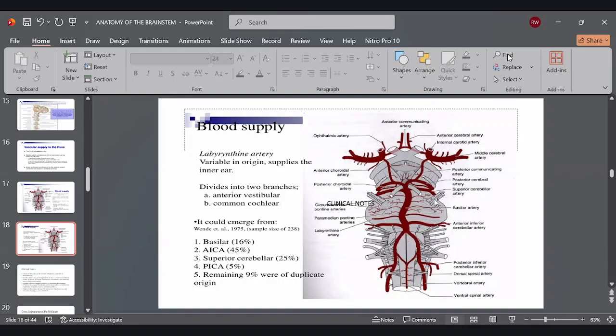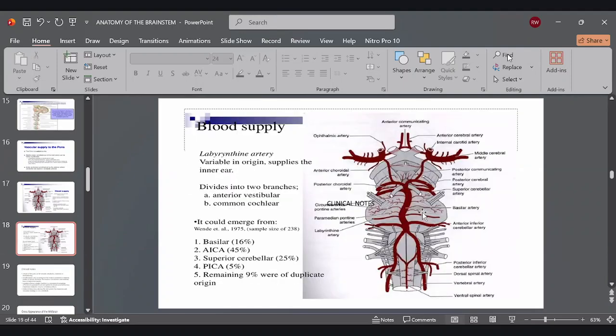Then the middle part here is what you call the pons. The uppermost part here is what you call the midbrain. So this brainstem actually contains three parts. Number one, we have the midbrain. Number two, we have what you call the pons. Then lastly, we have the medulla oblongata. So those are the three parts of the brainstem.